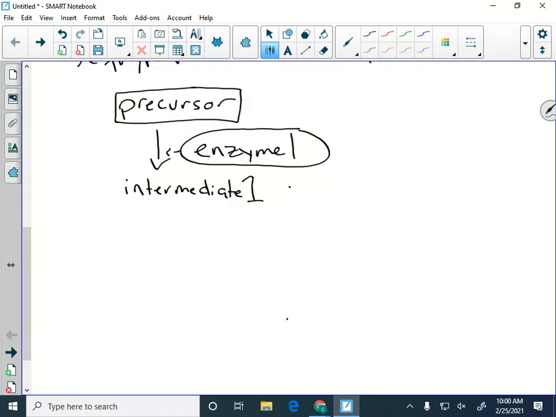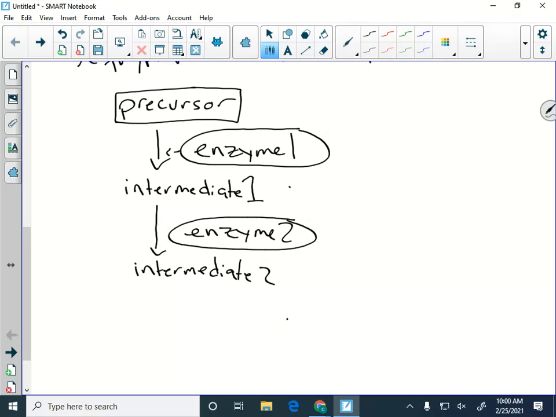I said there are 3 steps. So intermediate 1 is transformed into intermediate 2 by something we are going to call enzyme 2, because I'm not going to make you memorize enzyme names. And finally, intermediate 2 is synthesized into tryptophan by enzyme 3.